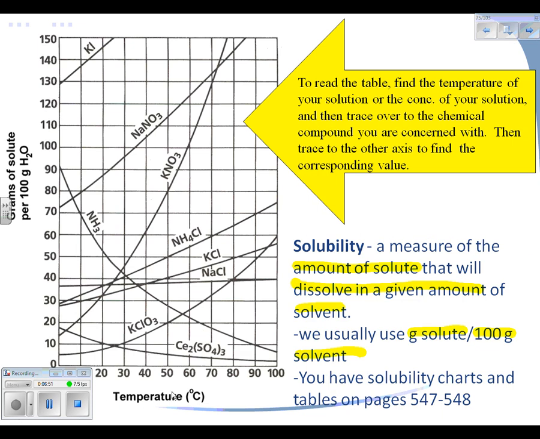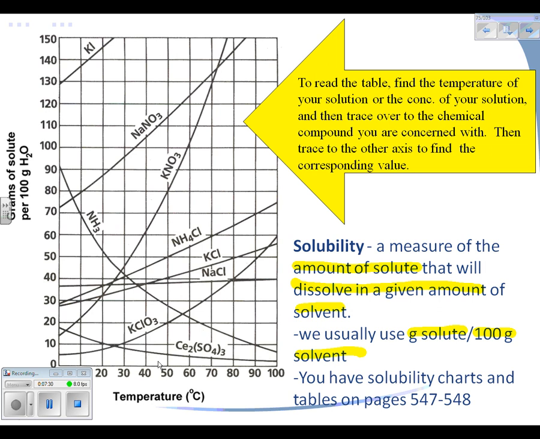Okay. So notice we have grams of solute per 100 grams of water. And when we talk about solubility, we always talk about the temperature. So to read this table, you find the temperature of your solution or you find the concentration of your solution, either one. If you're going to use temperature, then you're using the x-axis. If you're using the concentration, then you're going to use the y-axis. Then you trace over to the other axis, and wherever they meet, that's the corresponding value for solubility on the line.